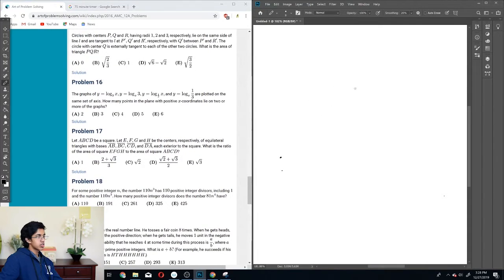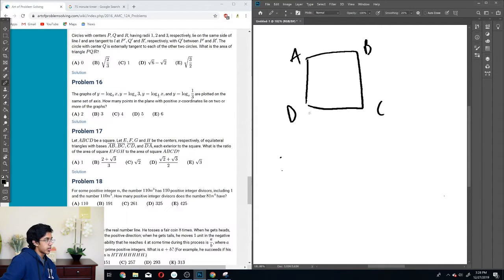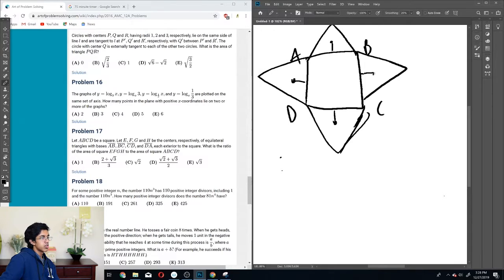Okay, let's try 17. Alrighty, ABCD is a square, and you have equilateral triangles that are exterior to the square. Okay, this shouldn't be hard at all. I know how to do this one. Okay, so it's like this. Epic.